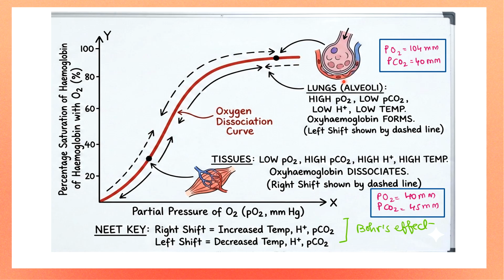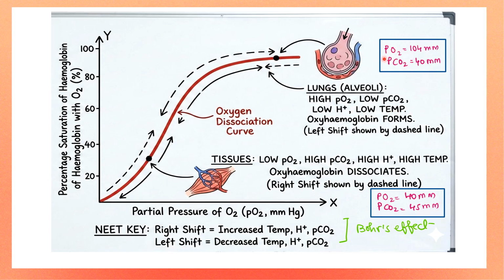Now, if you see at the lungs or the alveoli, remember the figures. Partial pressure of oxygen is 104 millimeter of Hg and partial pressure of carbon dioxide is 40 millimeter of Hg. Additionally, there is low H plus. Why? Because carbon dioxide is not forming a lot of bicarbonate, so there is low H plus ion concentration, and low temperature because the airway has caused a cooling or a moistening of the air as it has come through into the alveolar sac. So air is moist, that has made the temperature low.